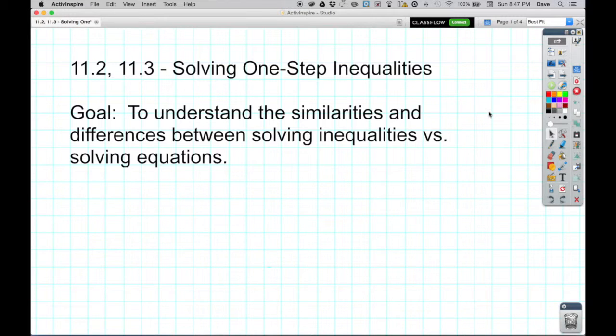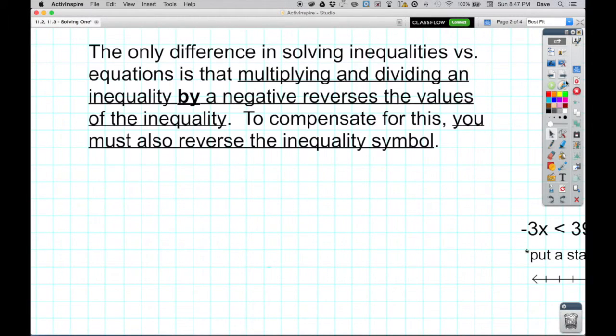in class. And just like our discussions and exploration figured out for us in class, there's really only one difference: inequalities can be solved just like equations, except that multiplying and dividing an inequality by a negative reverses the values of the inequality. In other words, positives become negatives and negatives become positives. So everything reverses and flip-flops.